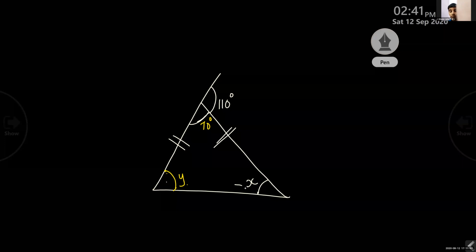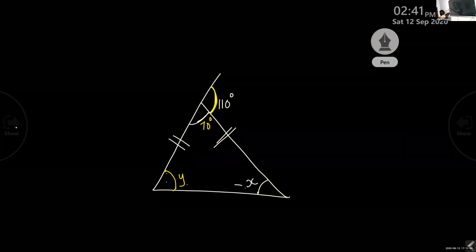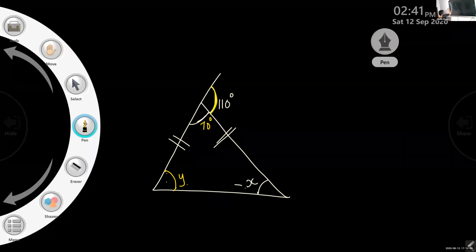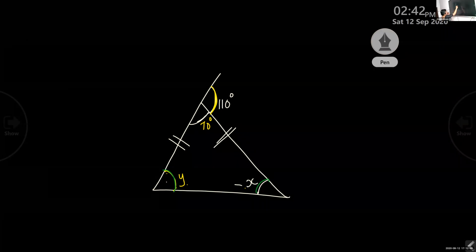Another reason you can see: this is an exterior angle, no? You can use this way, and in this way also you can find the answer. Ma'am, this angle equals the sum of the opposite interior angles. So x plus y is equal to 110 degrees. X is equal to y.